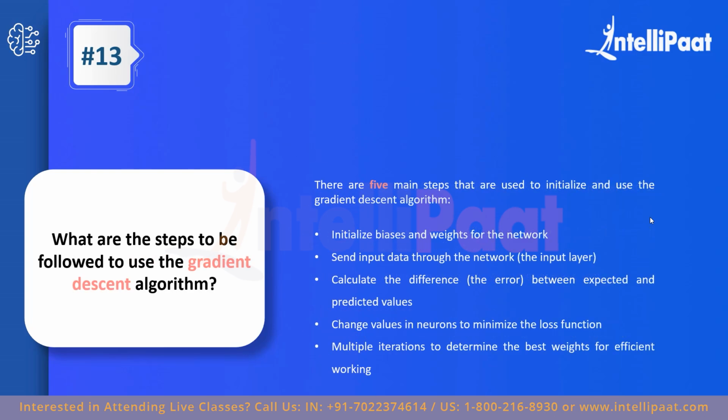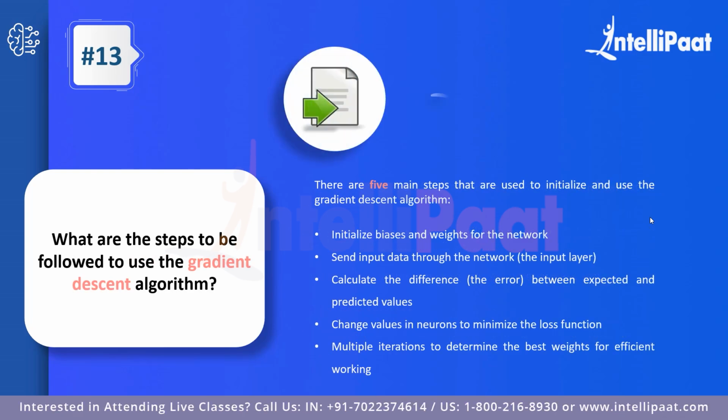Now with this, we can check out the 13th question that states, what are the steps that have to be taken whenever you make use of a gradient descent algorithm? There are actually 5 to 6 steps that have to be discussed whenever we talk about initializing and making use of the gradient descent algorithm. The first step is always to initialize all the biases and weights for the network as well. And after you have initialized all the biases, you have to send the input data through the network, which is of course the input layer, the first layer of your neural network.